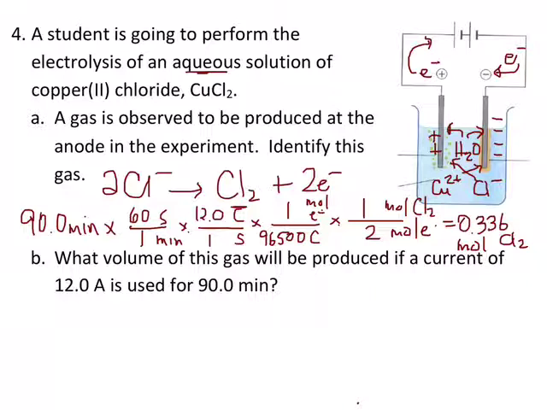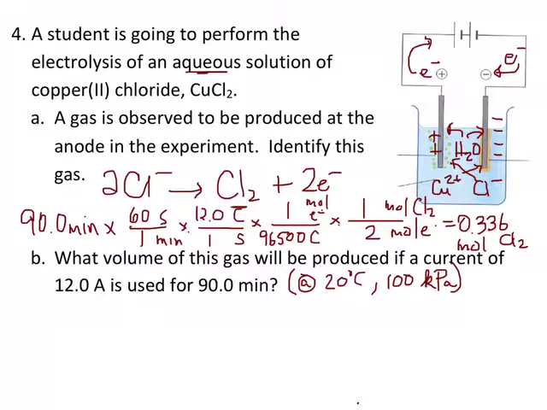Now part B says what volume of the gas would be produced, and I just realized the question doesn't tell us the temperature or the pressure. So I'm going to add this in. So let's say at 20 degrees Celsius, and let's say a pressure of 100 kilopascals. All right, so pause the video now and see if you can do that.